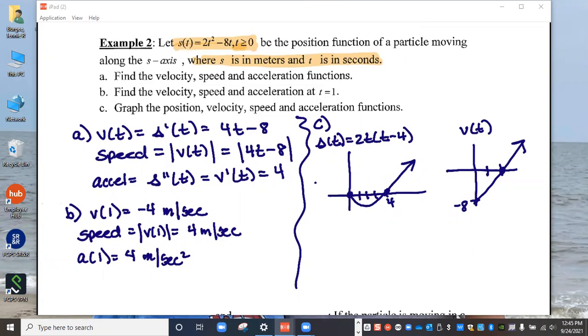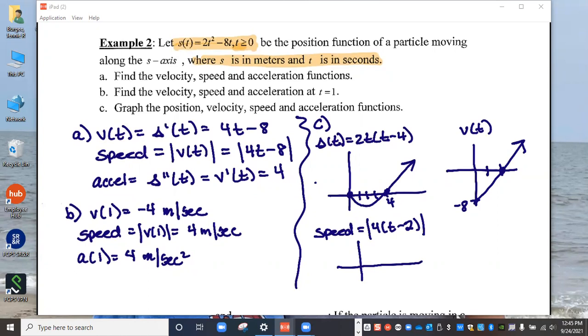Next one is speed. So now you have to remember how to graph absolute value functions. What's the shape of an absolute value function? The V. So again, what I'm going to do is factor that 4 out. The reason why I want to factor that 4 out is because I want to find the vertex of the V. Remember, the coefficient of t needs to be 1 in order to figure that out.